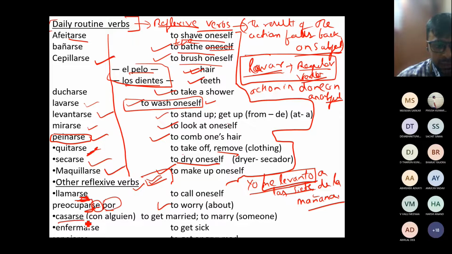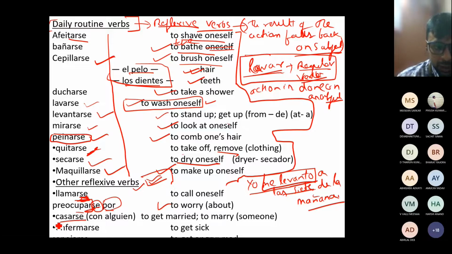Next one is casarse. Casarse is to get married. So again, it's a reflexive action. When I say he gets married, it means he is the one who is doing the action and the result is on him, like he will be considered a married man or a woman. So casarse.